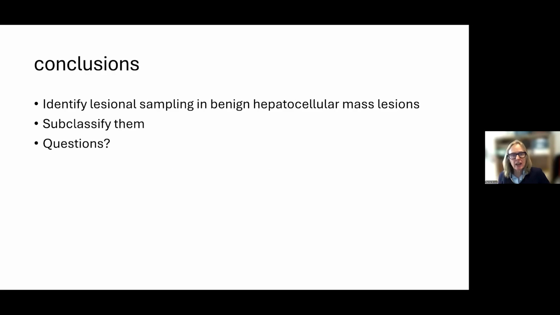So I come to the end now then. Hopefully I have introduced you at least to the idea of how to identify lesional sampling in benign hepatocellular lesions, which can be a diagnostic challenge. And if you are looking at a benign hepatocellular mass-forming lesion, how you might go about attempting to subclassify those. So I'm going to finish there and I am happy to take any questions.